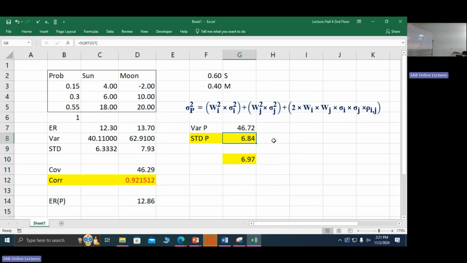So now you can see this is the weighted average standard deviation 6.97. So this is our portfolio risk. Portfolio standard deviation 6.84. So it is less than the weighted average standard deviation value. Since the correlation is 0.92, less than 1, therefore it is very insignificant, that's not much. A very small decrease of diversification effect is possible.